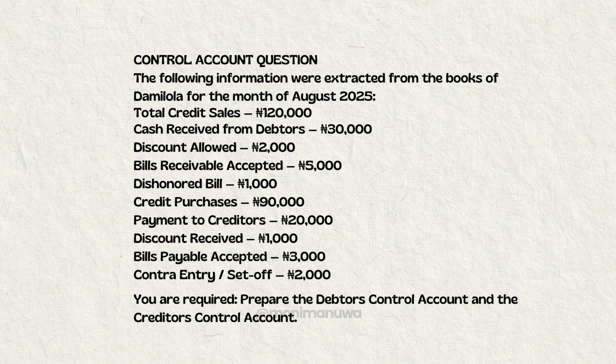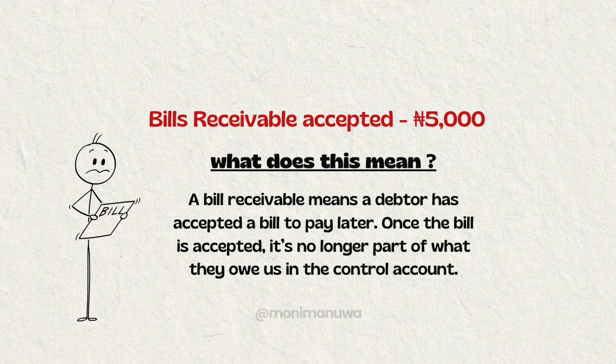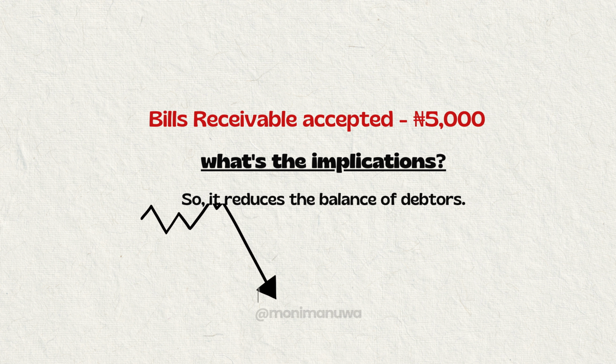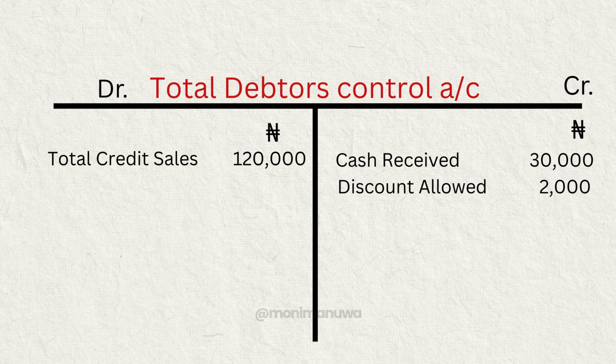Next transaction, bills receivable, 5,000. A bill receivable means a debtor has accepted a bill to pay later. Once the bill is accepted, it's no longer part of what they owe us in the control account. So, it reduces the balance of debtors. That means we post 5,000 on the credit side of the debtor's control account as bills receivable.